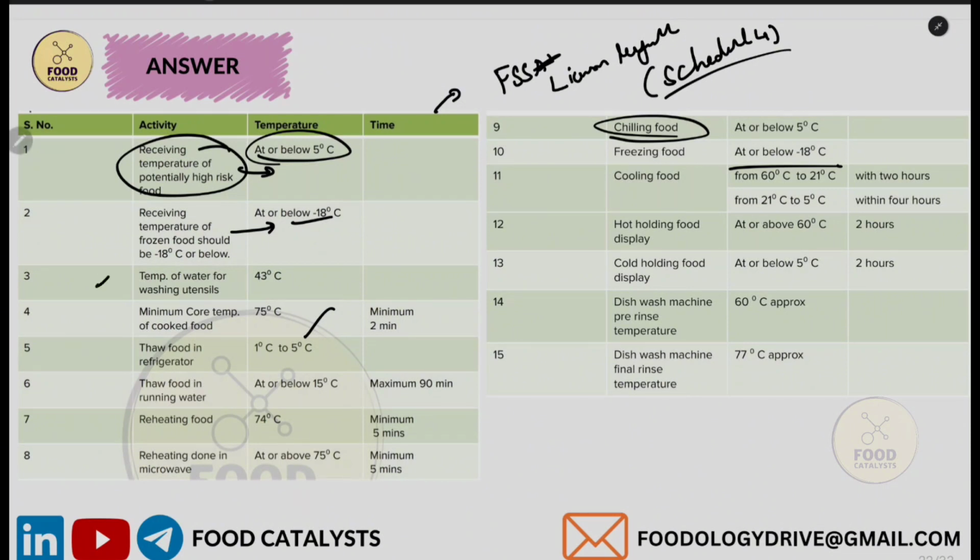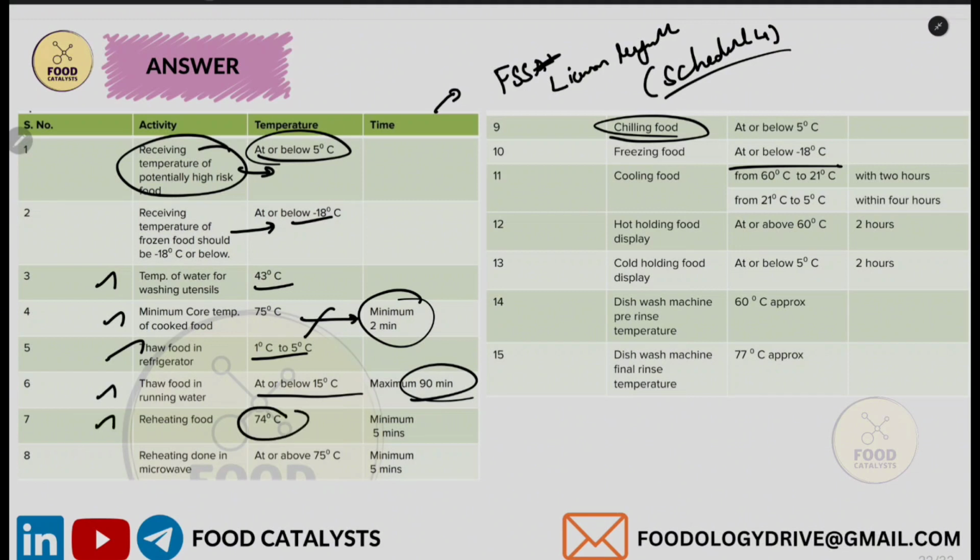For example, the temperature for washing the utensils is 43 degrees Celsius. To make cooked food, the core temperature of the food should be 75 degrees Celsius, and the time should be a minimum of 2 minutes. The center of the food should be at 75 degrees Celsius for a minimum of 2 minutes. To thaw in a refrigerator, it's 1 to 5 degrees Celsius. Under running water, it's 15 degrees Celsius for a maximum of 90 minutes. Reheating the food, you have to reheat to 74 degrees Celsius for a minimum of 5 minutes, and reheating in a microwave should be done at 75 degrees Celsius for a minimum of 5 minutes.